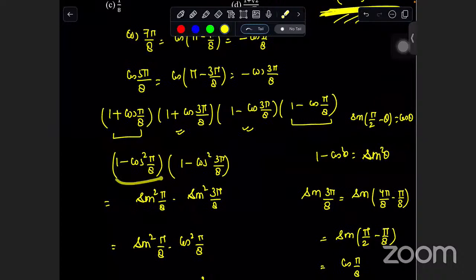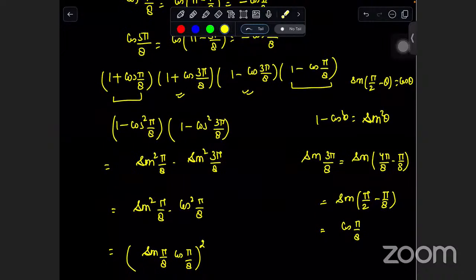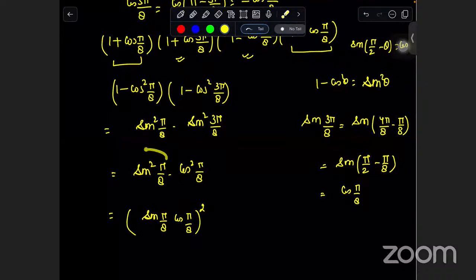Now 1 minus cos square theta is sine square theta, so it will be sine square pi by 8. It will be sine square 3 pi by 8. Now again I tell you another conversion: sine 90 minus theta, or sine pi by 2 minus theta, is cos theta. So sine 3 pi by 8 can be written as sine 4 pi by 8 minus pi by 8, that is sine pi by 2 minus pi by 8, which is cos pi by 8. So it is sine square pi by 8 cos square pi by 8. So it is sine pi by 8 cos pi by 8 whole square. Got it?